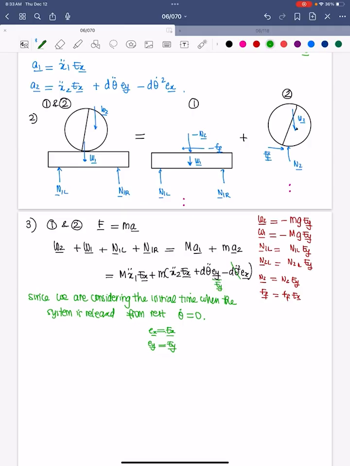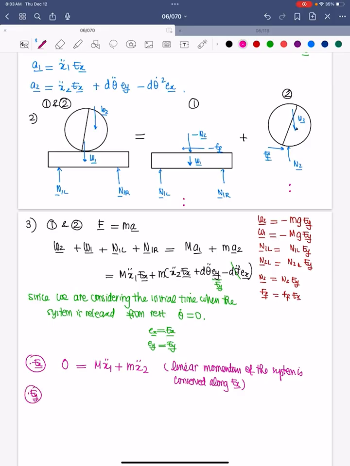So if I project along Ex and along Ey, I will get dot Ex, I will get that 0 is equal to M x double dot 1 plus m x double dot 2. So notice here that the linear momentum of the system is conserved along Ex.